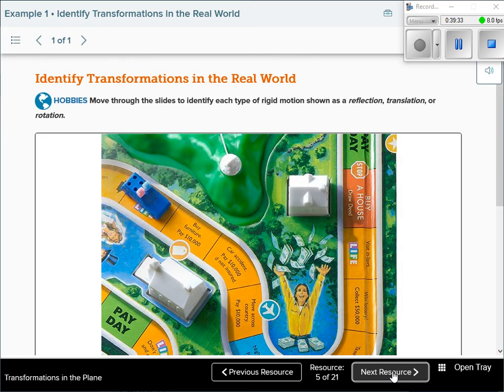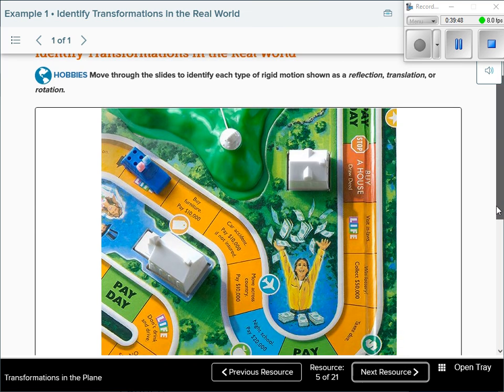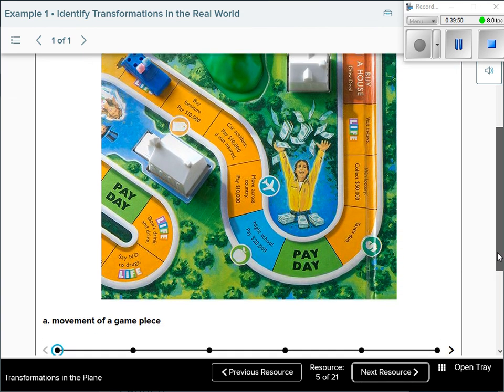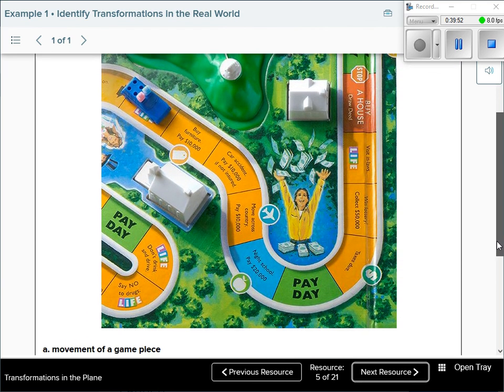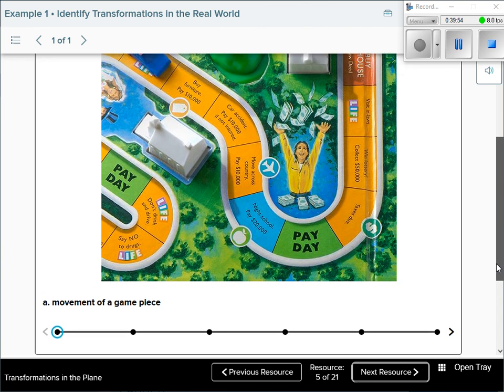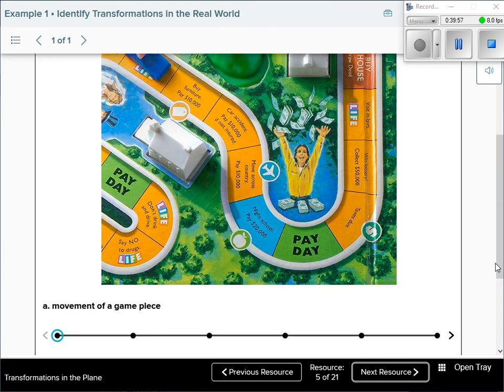Hope I'm keeping track of these. On this one it says, and I don't know why they make this so big because you can't see the whole thing, move through the slides to identify each type of rigid motion shown as a reflection, translation, or rotation. So we're playing this game here. Anybody know what game this is? Yeah, Game of Life. It looks like it because it says it right there, I guess.